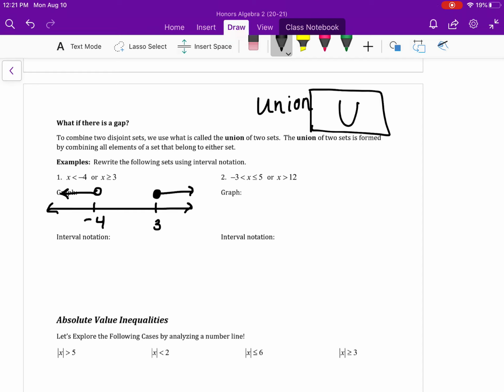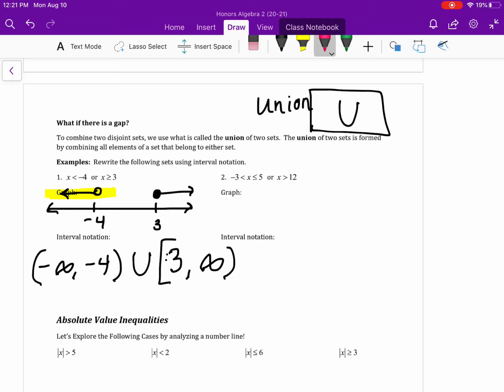We just do two different interval notations. Let's look at this first one. This goes from -infinity to -4. We always use parentheses with infinity, and it's a parentheses because it's an open circle there. What about this next one? It goes from 3 to infinity on the right side. We're going to use a bracket here and a parentheses there, and then you just stick a union in the middle. It just means you put those two together. That's it. All right, let's try another example.